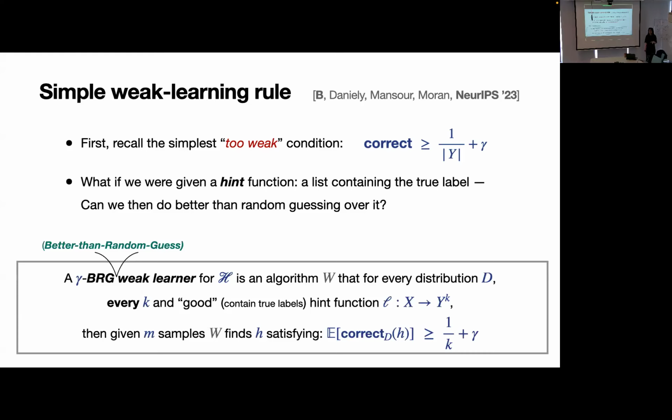So formally, let's define a BRG learner, where BRG stands for better than random guess. I again have this parameter gamma between 0 and 1. An algorithm is a BRG weak learner if for every distribution, every integer k, and every good hint function, where a hint function gets as input a data point and returns a list of k labels, and we say that it's good if it contains a true label, the algorithm returns some classifier that is better than random guessing over that list. So at least 1 over k plus gamma. I require this for every k.